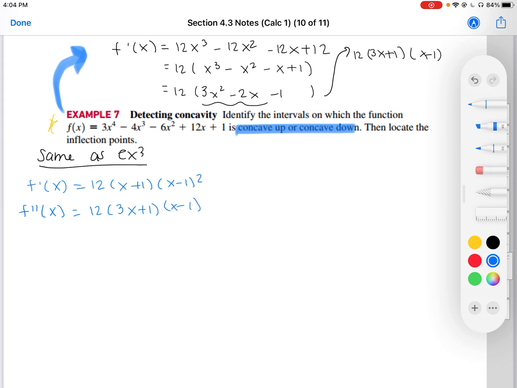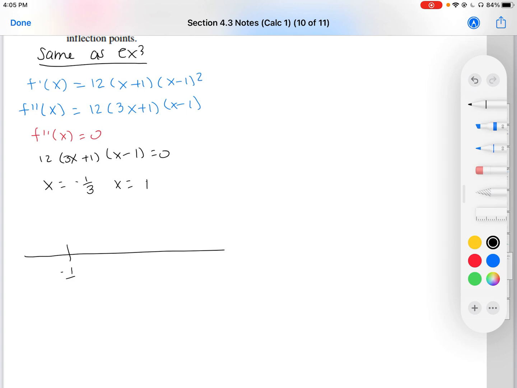Now our question is, find the intervals for which the function is concave up or down, then locate the inflection points. To do so, I have to do the same process we did for increasing and decreasing, but for our second derivative. So I want to set our second derivative equal to 0 and solve. So we have 12 times 3x plus 1 times x minus 1 equal to 0. We're left with x equals negative 1/3 and x equals 1.